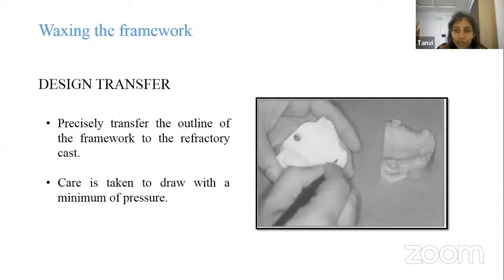What you now see in the figure, in the technician's hand, is the refractory cast. It is the cast which will go for the casting procedure. Whatever design was drawn on the master cast is now transferred to the refractory cast. Care is to be taken to do this with minimum pressure so that we do not damage the surface of the refractory cast.